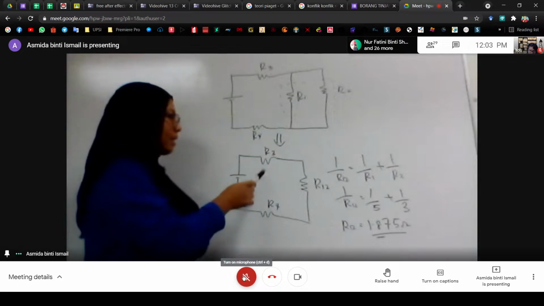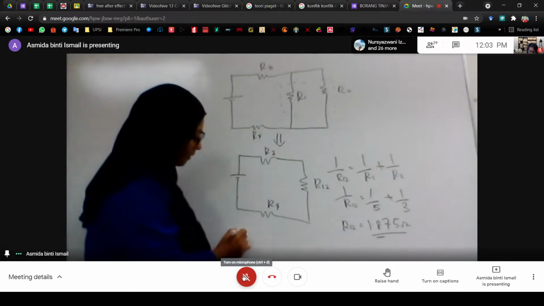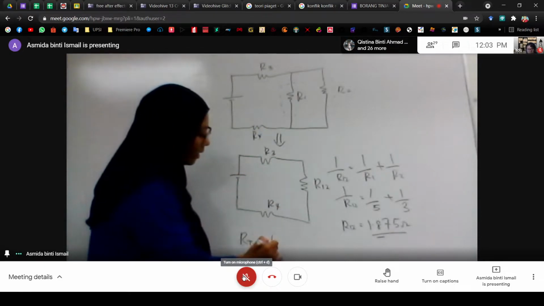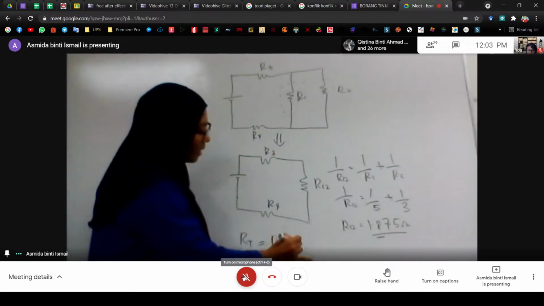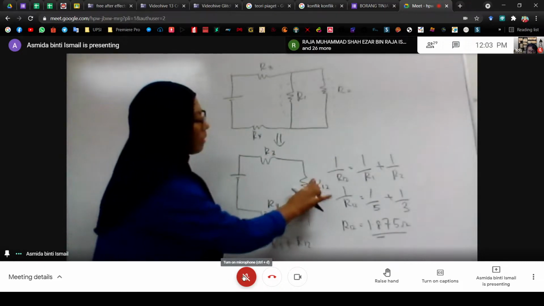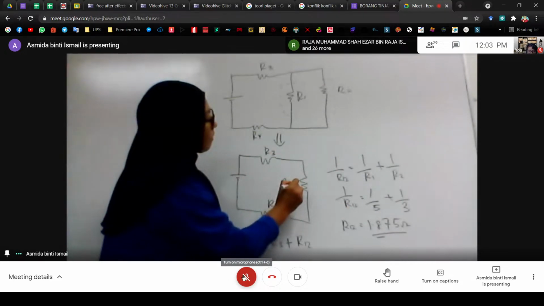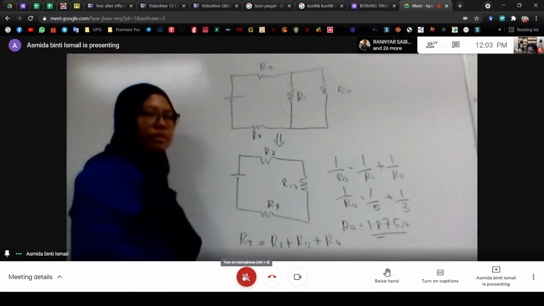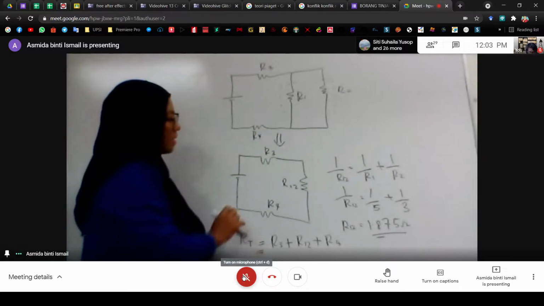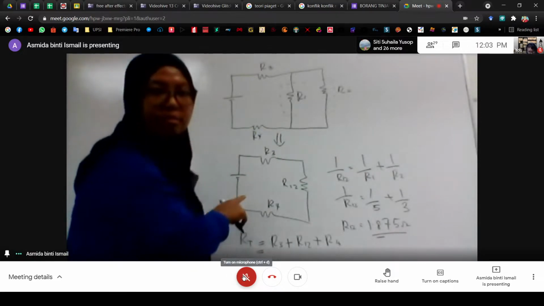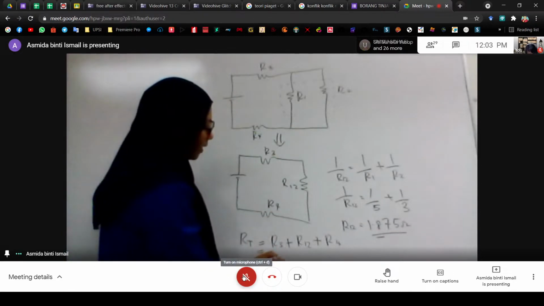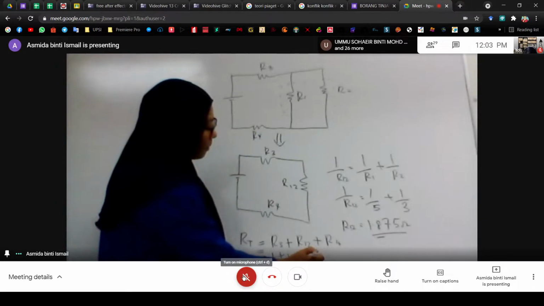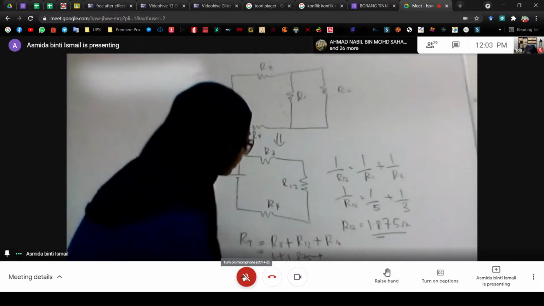So from this, R total is equal to R3 plus R12 plus R4. Okay? Apa nilai aktif R1? 1. 1 plus 1.875 plus R4 is equal to 1.